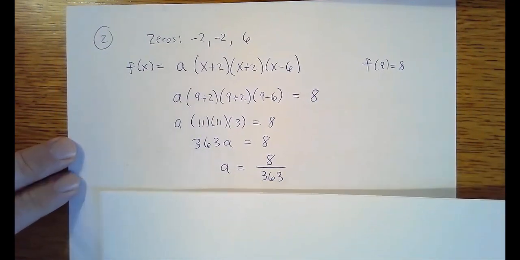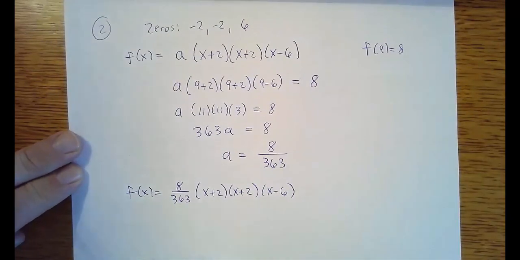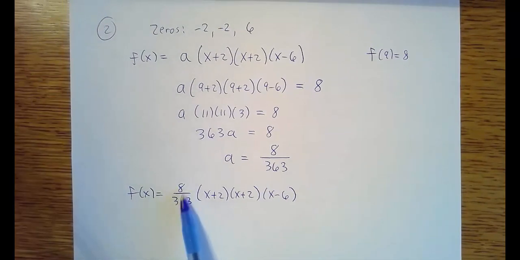So I can plug this expression back into the original function. And here we have the final answer. The formula for f of x would have a leading coefficient of 8 over 363, and then times the three factors, x plus 2 times x plus 2 times x minus 6.